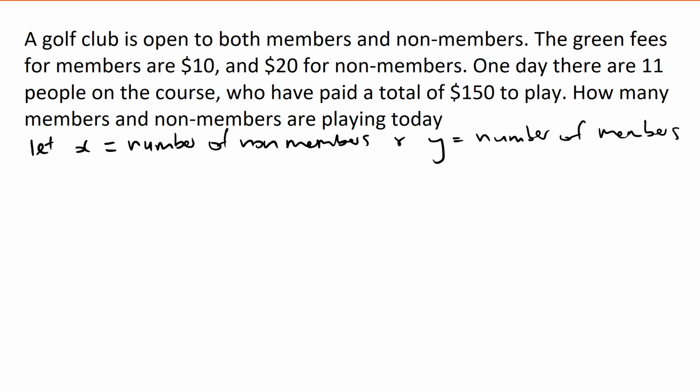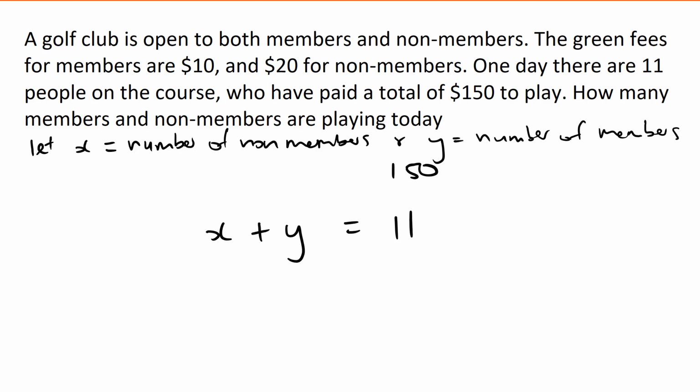In these words, can you see totals? We can see two totals hopefully. What are the two totals? 150. There's one total. And another total is 11. One day there are 11 people on the course. There's a total. How do you make up that 11? X plus y, the number of non-members plus the number of members.